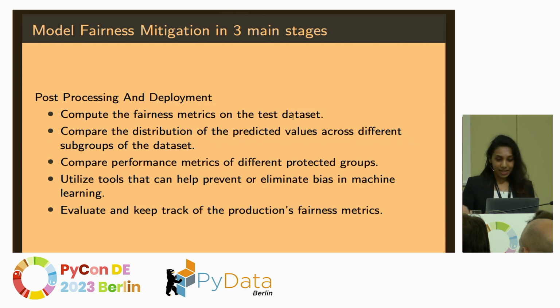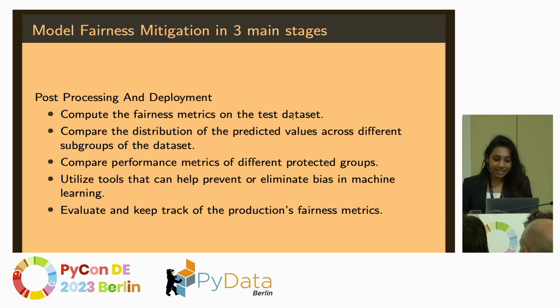So the last phase, that is the post-processing and deployment phase. In this phase, we need to compute the fairness matrices on the test data set. And also, it's really essential to know the distribution of data in our test data set. So we have already identified our protected attributes, our sensitive attributes. So we need to get the distribution of data for our test data set for that particular protected attribute. We need to see whether this particular subgroup is underrepresented or overrepresented in our test data set.